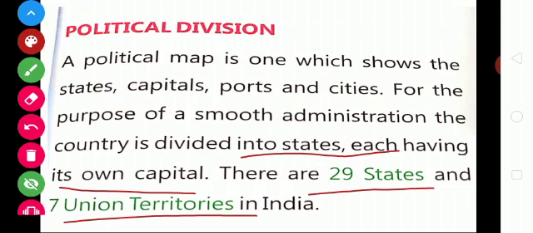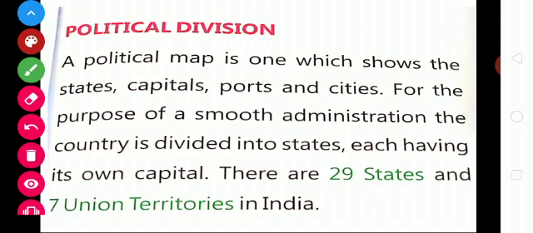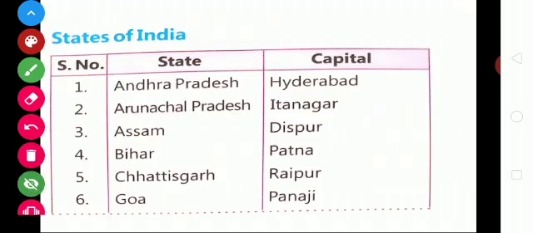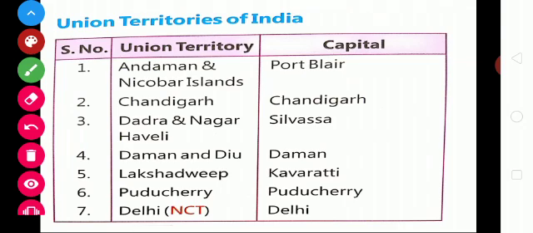Look at the political map on page 7. It shows states, capitals, ports and cities. These are the capitals and states. Andhra Pradesh, capital Hyderabad. Arunachal Pradesh, Itanagar. Assam, Dispur. Bihar, Patna. Chhattisgarh, Raipur. Goa, Panaji. These are the capitals and states, and this one is a Union Territory and its capital.